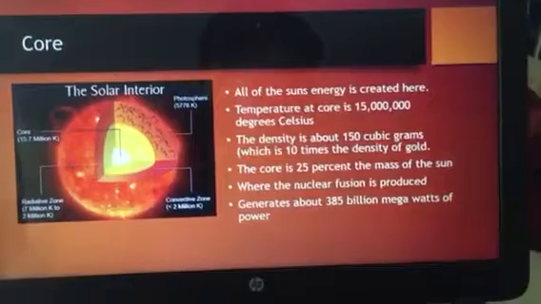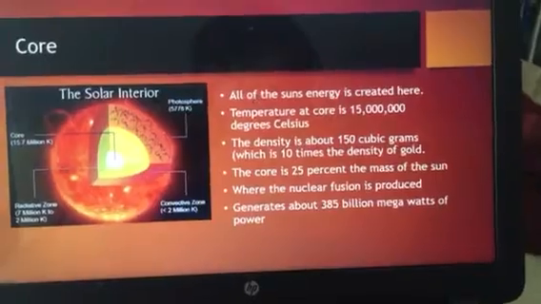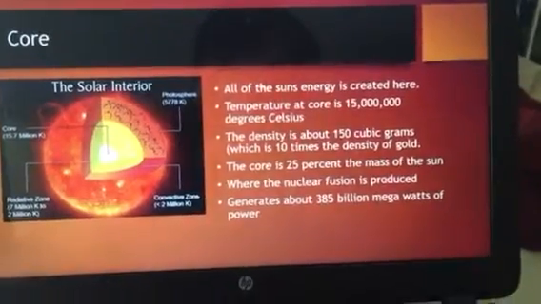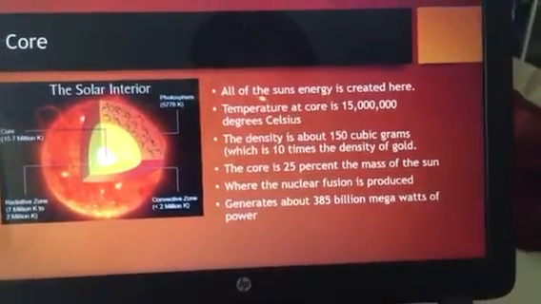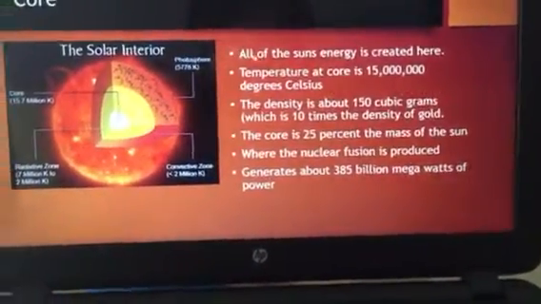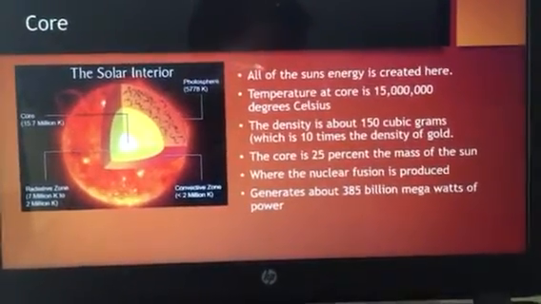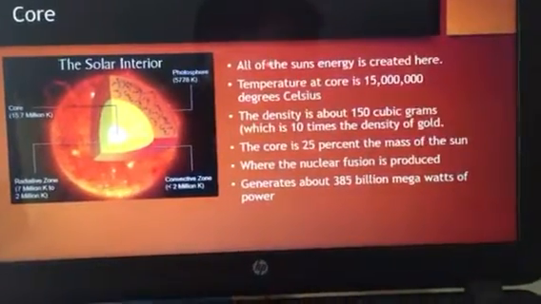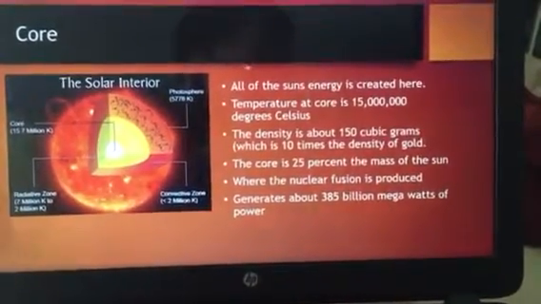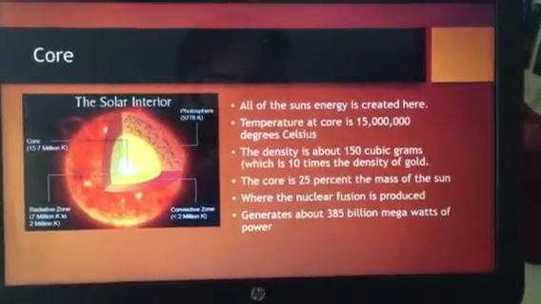The density of the core is about 150 grams per centimeter cubed. Now we all know how dense and heavy gold is, but the core of the Sun is about 10 times that of gold. The core is about 20% of the entire Sun's mass. The core is where all of the energy and the nuclear fusion takes place. The Sun's core generates about 385 billion watts of power.